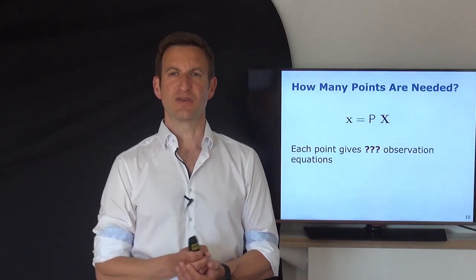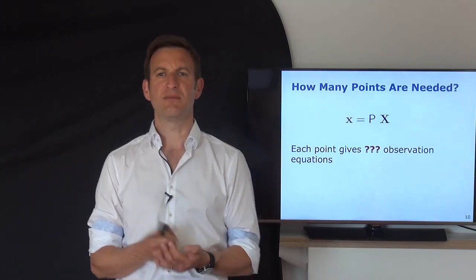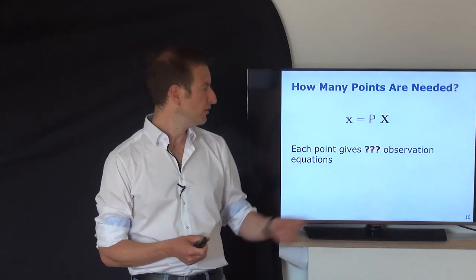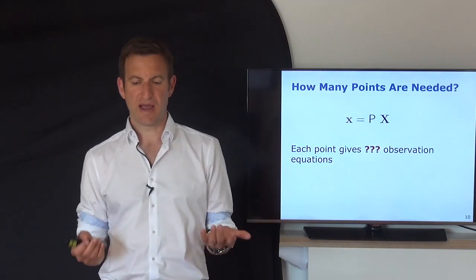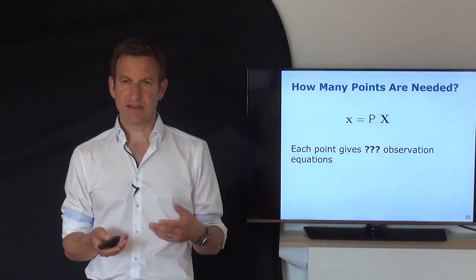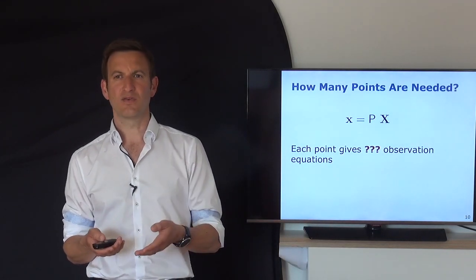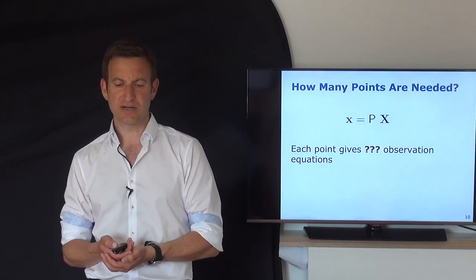The first question that we should ask ourselves: how many points do we actually need to know in the environment and observe in our image? We have this equation x equals PX. So how many of these x do I actually need in order to solve my problem? In order to answer that, let's look at how many unknowns we have and how much information one of those observations actually generates.